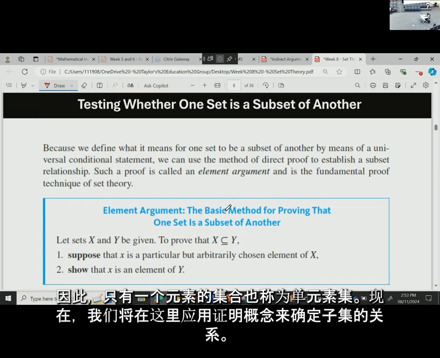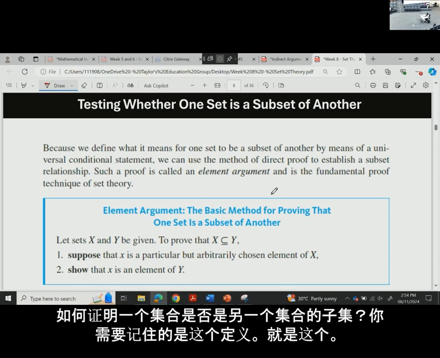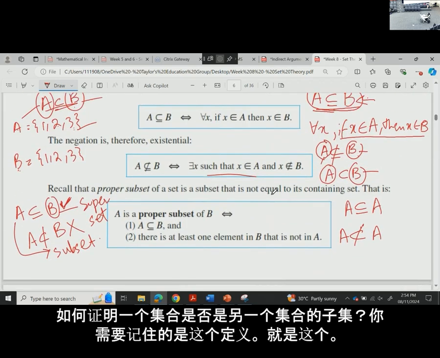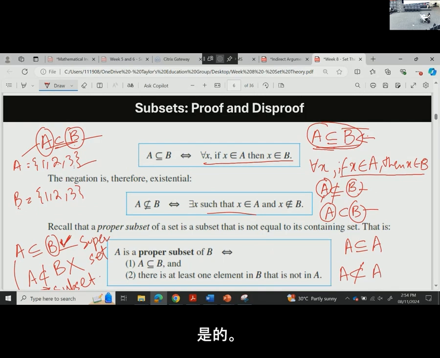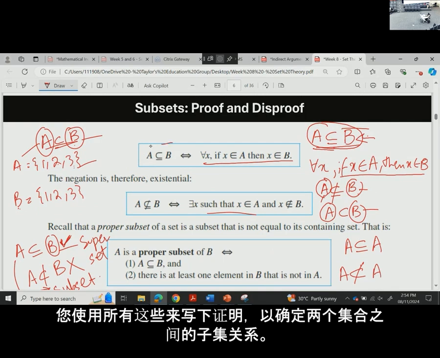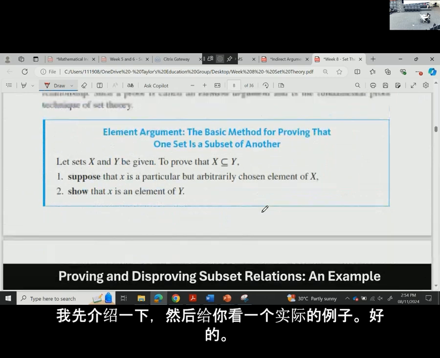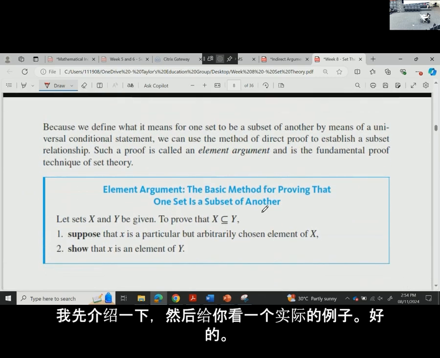Now we'll apply the proof concept over here to determine the relationship of subsets. How do you show the proof for whether one set is a subset of the other one or not? There, what you need to remember is this definition. You use all of this to write down the proof to determine the subset relationship between two sets. I'll go through it first and then show you a practical example. Okay.